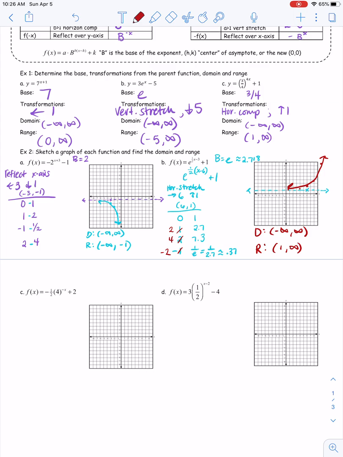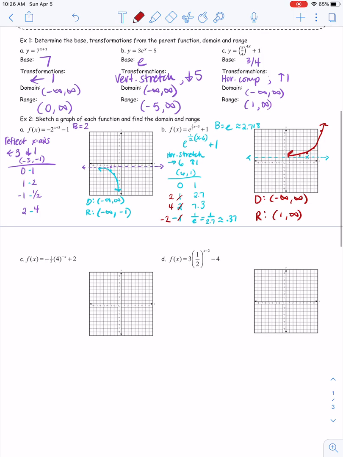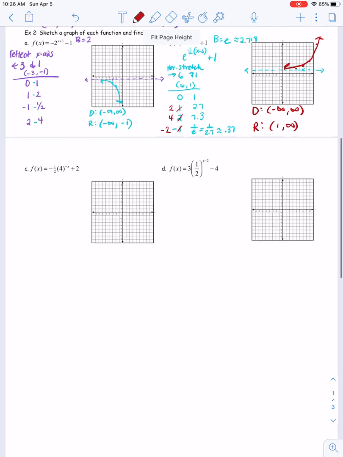So this will be a good point if you want to pause and try to do C and D by yourself. Identify the base, list out the transformations, write the parent function, transform it as you need, and then sketch a graph. So I'll go ahead and work these out right here.